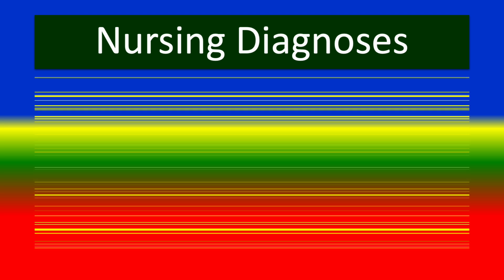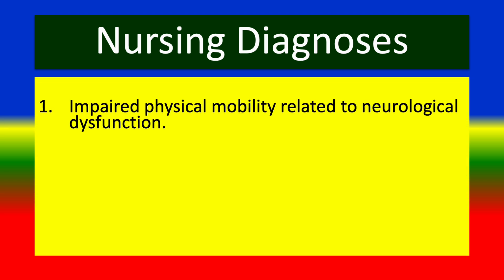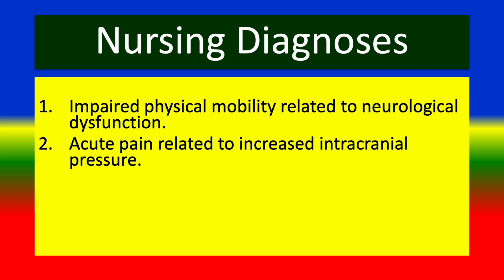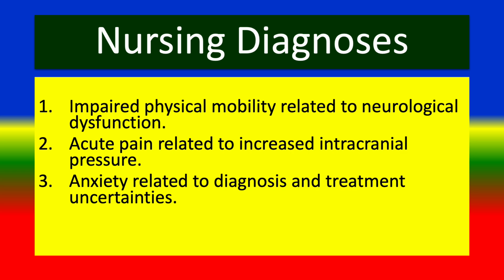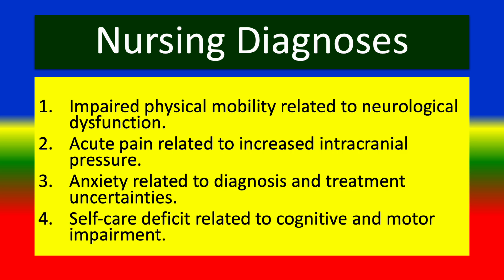Nursing diagnosis. 1. Impaired physical mobility related to neurological dysfunction. 2. Acute pain related to increased intracranial pressure. 3. Anxiety related to diagnosis and treatment uncertainties. 4. Self-care deficit related to cognitive and motor impairment.